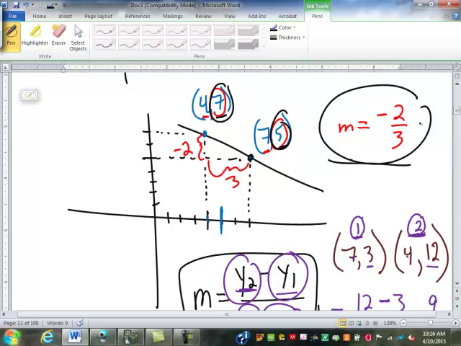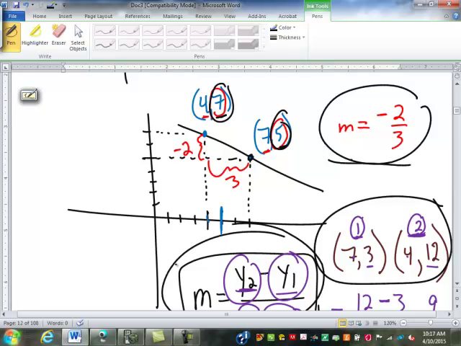If you don't have the picture, if you just have the points like we did down here, then you have to make sure you keep everything in the right order with this formula so that you can make sure it's negative or positive when you're done. A lot of times I'll just take these points and sketch them out. Here's a graph. Here's 7, 3. Here's 4, 12. Hey, that's going to be a negative slope because that line goes down. Any other questions?